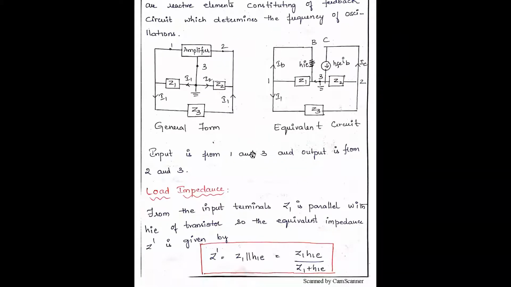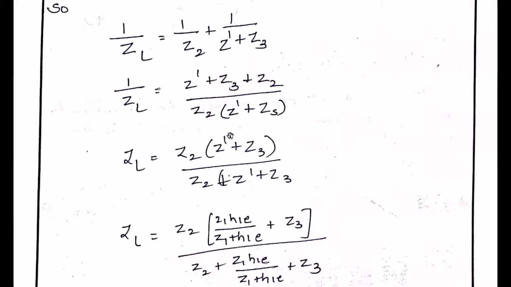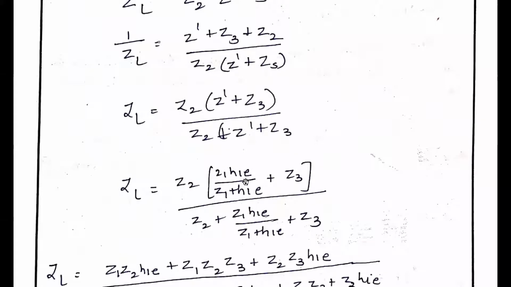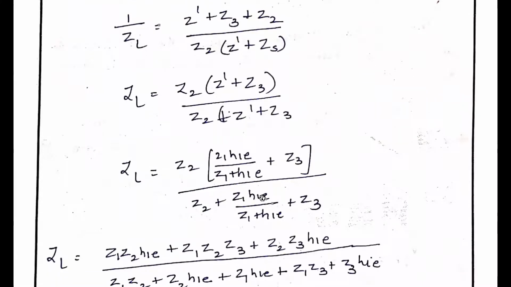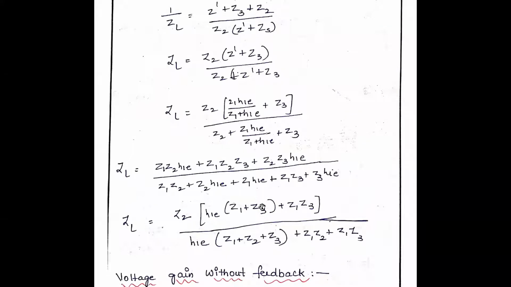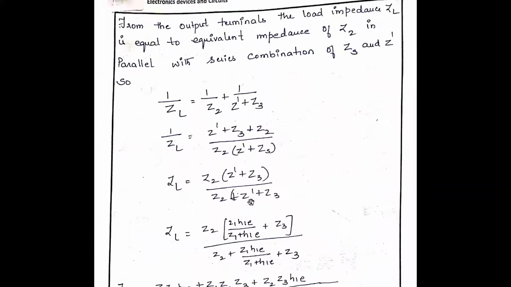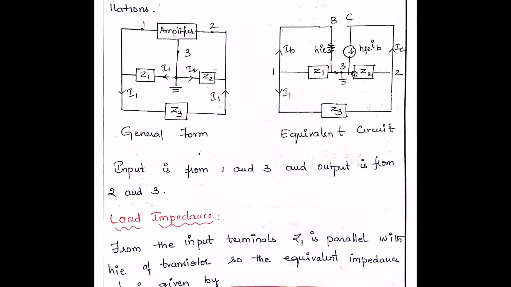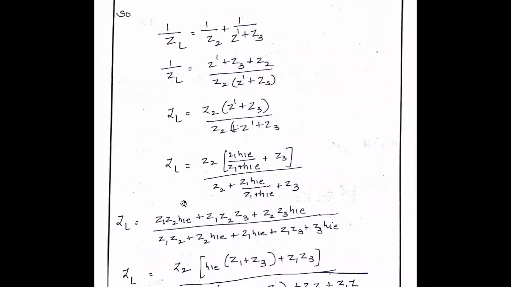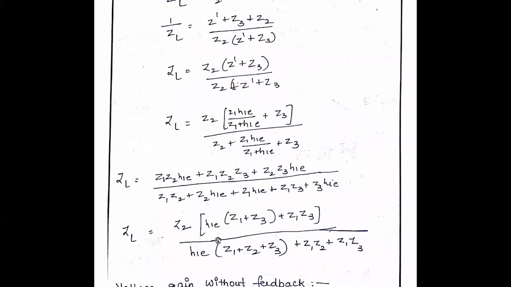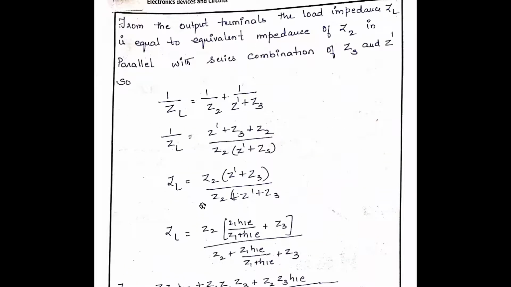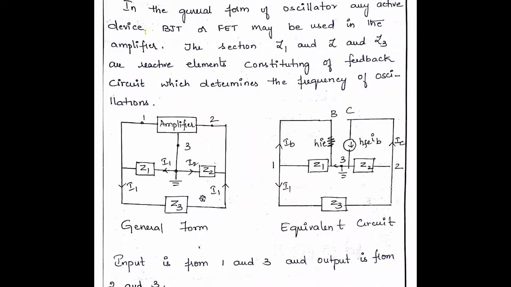So for that Z dash, we are taking the parallel formula, then Z dash we are replacing with Z1 hie by Z1 plus hie. Simplifying, this ZL we are getting. So the impedance between the terminals 2 and 3, we are calling it the load impedance, ZL, and this is a lengthy expression we got for ZL. Why we are doing that is because we want to check what is the condition for oscillations.